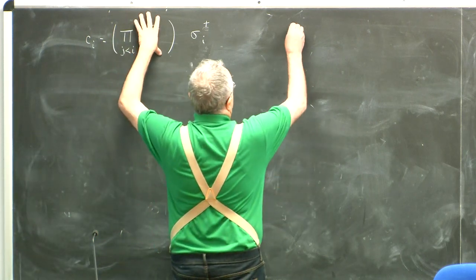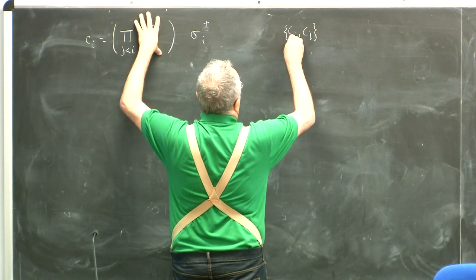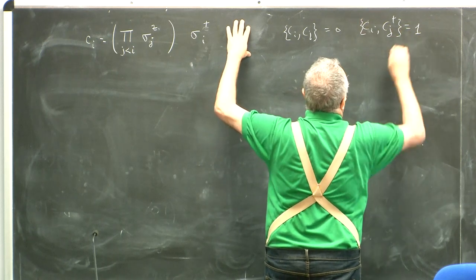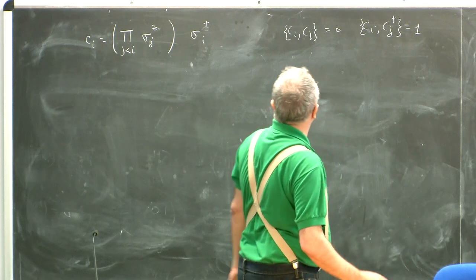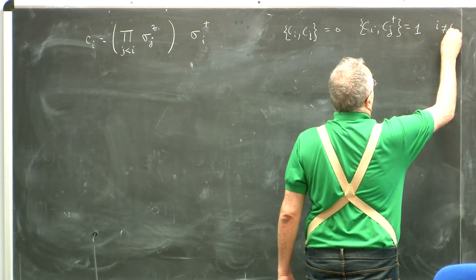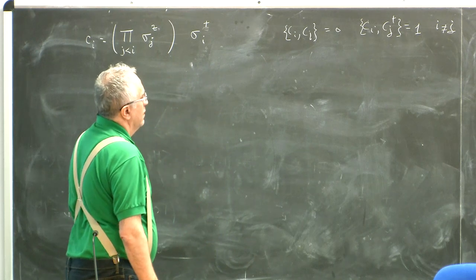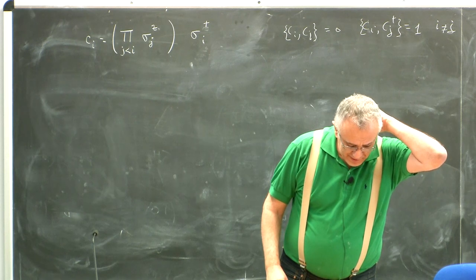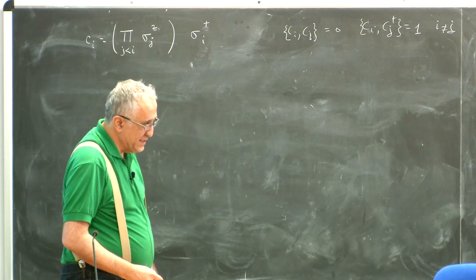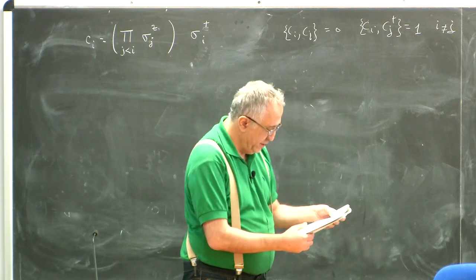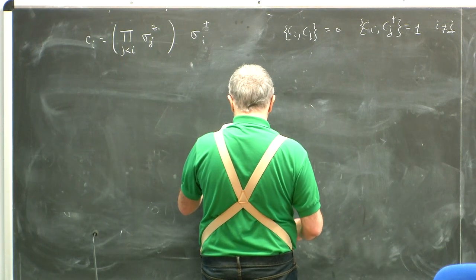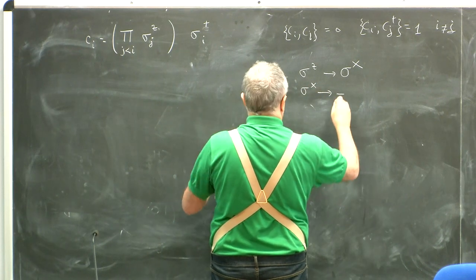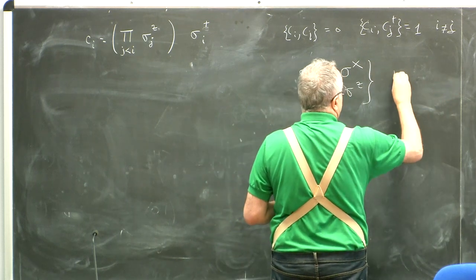So with this formulation we now have c_i c_i equal to zero, and c_i c_j dagger equal to one. However, this was done for simplicity. What we now need is to rotate the spins a little to get to the Ising model. So instead of sigma z, use sigma x, and instead of sigma x, use minus sigma z. That is to get back to my Ising model.